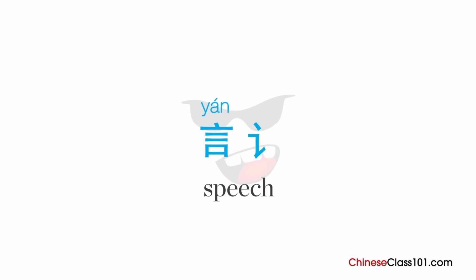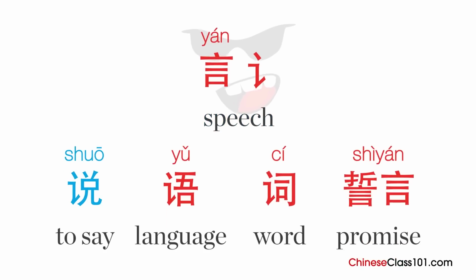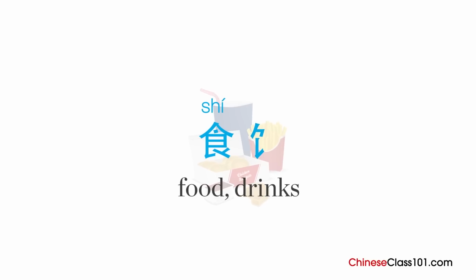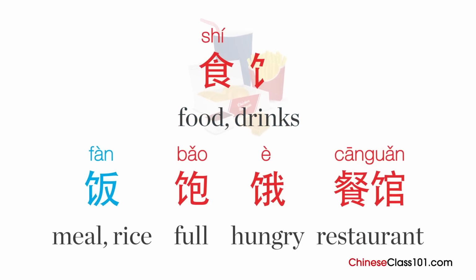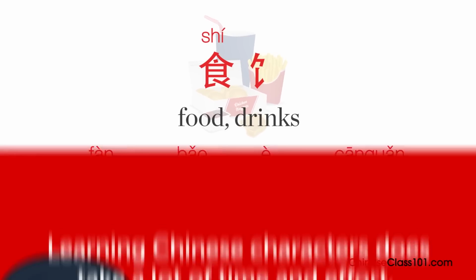言 and this character are radicals for something related to speech, such as 说, to say, 语, language, 词, word, 誓言, promise. 饣 and this radical are radicals for anything related to food and drinks. For example, 饭, meal or rice, 饱, full, 饿, hungry, 餐馆, restaurant.